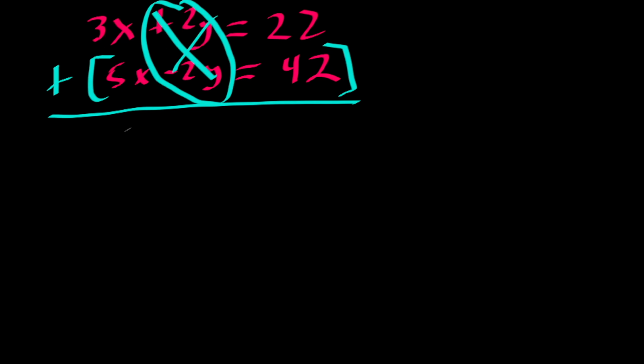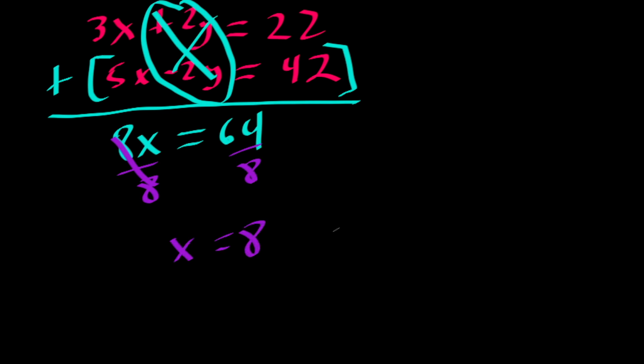So now 3x plus 5x gives me 8x equal to 64. And now I'm about to solve for the x's because I just eliminated the y's. So I would divide here, x equals 8. So now I know x equals 8. So then once again, I can take that.